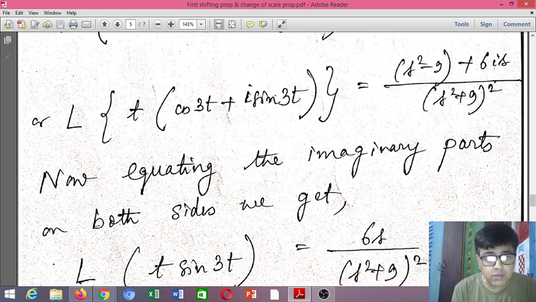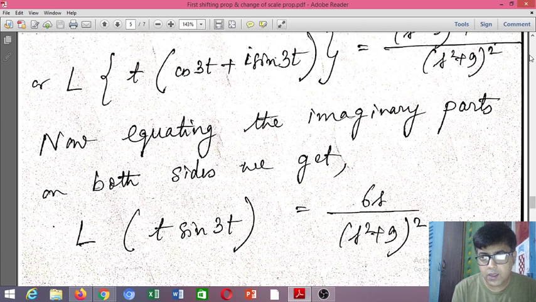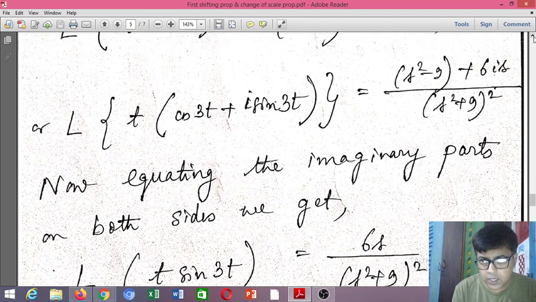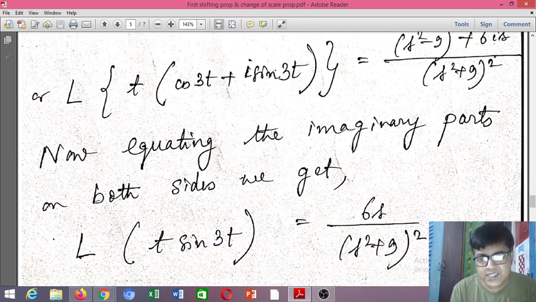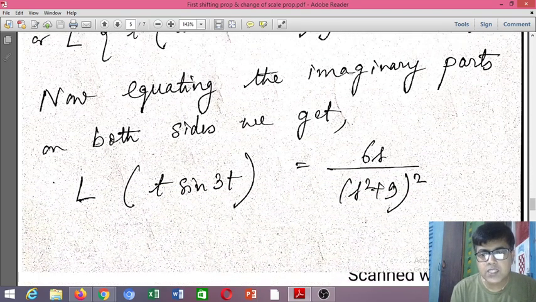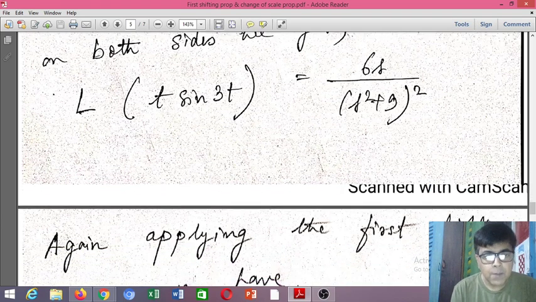So if you equate the imaginary part, in this case I'm not interested in the real part, because the real part will give me L of t cos 3t, which is not required here as per the requirement of the problem. So if we equate the imaginary part, we get L of t sin 3t is equal to, if you look at it here on the right hand side, the imaginary part, 6s by (s square plus 9) whole square. So I get L of t sin 3t to be equal to 6s divided by (s square plus 9) whole square.